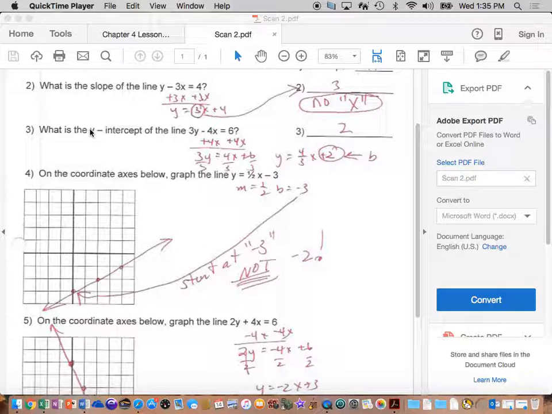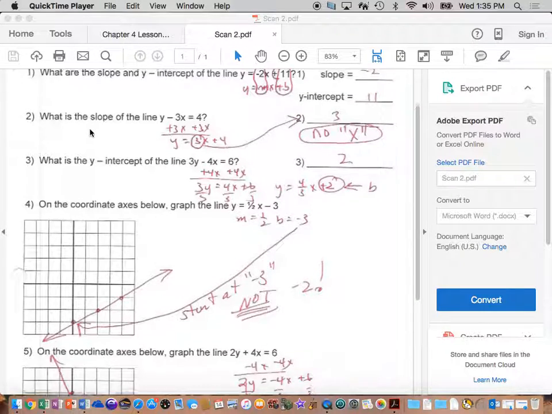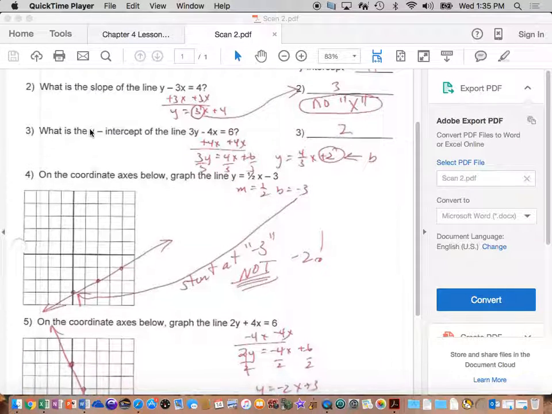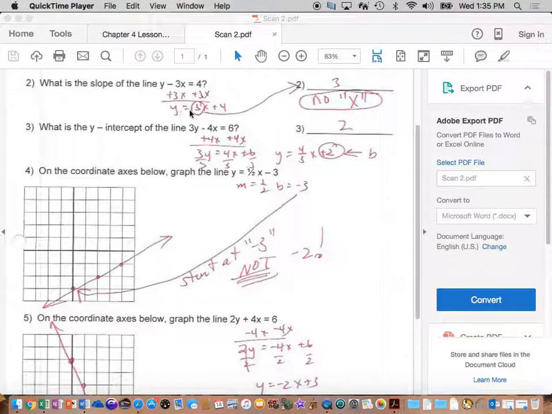Okay, so we talked about numbers 1, 2, 3. Number 1 was pretty straightforward, y equals mx plus b. Number 2, we said you have to get it in y equals form. Number 3, we have to get it in y equals form. Number 2, when it asks what the slope is, the x is never part of the answer. It's just the number in front of the x.